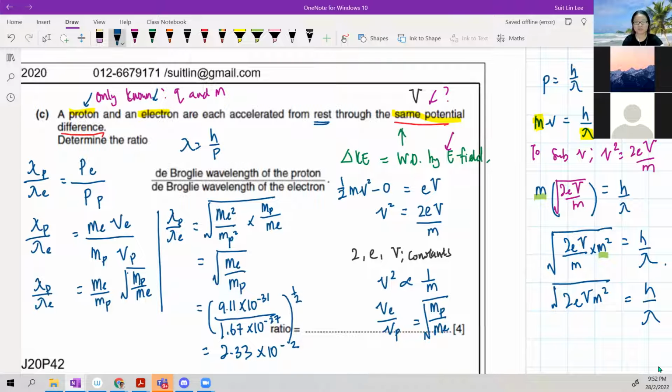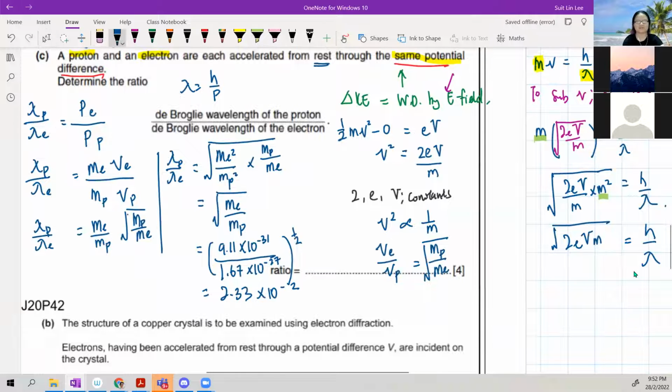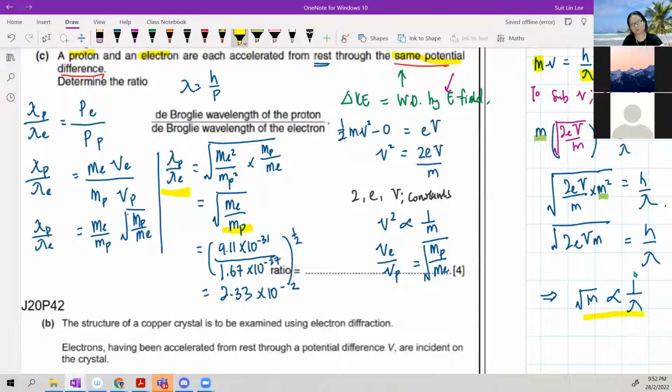Now you can kick away the constant. Because at the end of the day, why do I have M squared? Sorry, 2 EV over M. The rest is constant. So from here, root M is inversely proportional to lambda, which was what we did here. Now, also can, up to you. To me, they're the same, but you can obviously substitute like this and move things around.